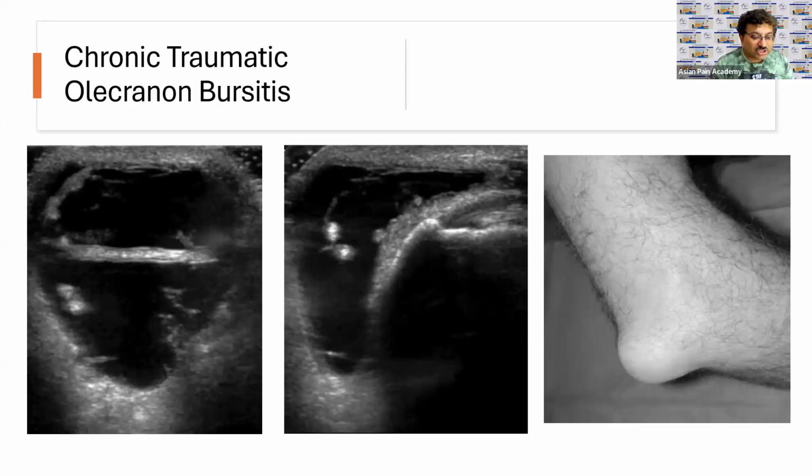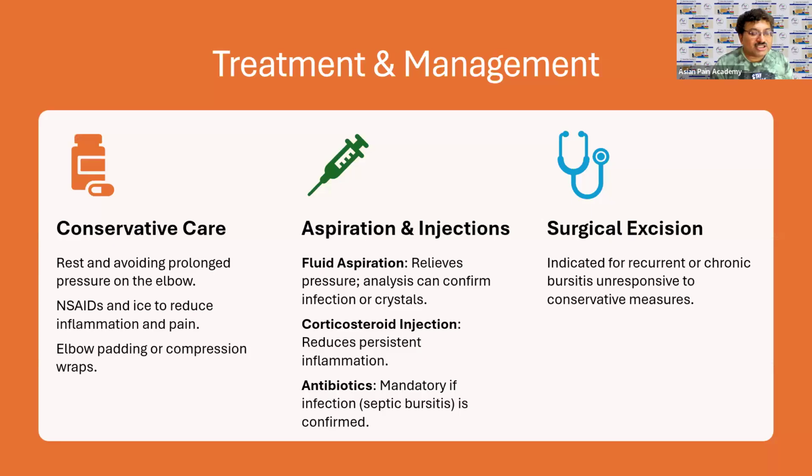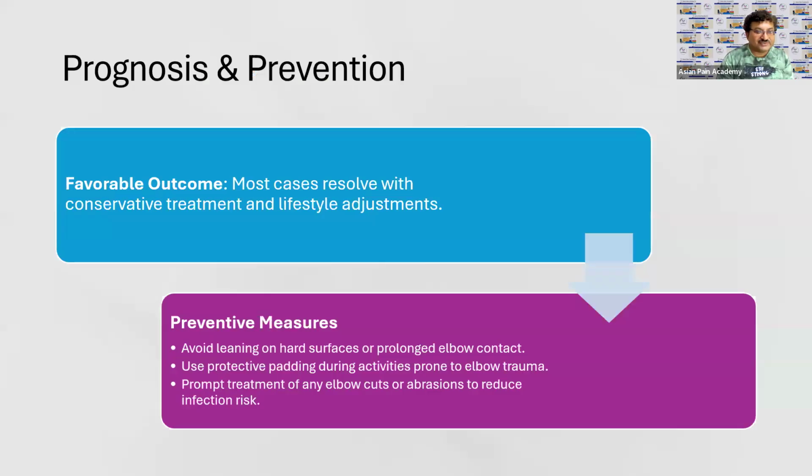Even ultrasound is not required. You can see that area, but ultrasound can help you differentiate whether there is an underlying bony fracture or not. And for treatment, first of all, it is conservative. Then we can go for aspiration under ultrasound guidance. We can do a corticosteroid injection post aspiration, and in septic cases we can go for antibiotic treatment as well. And in certain cases when it is recurrent, we can go for surgical excision as well.